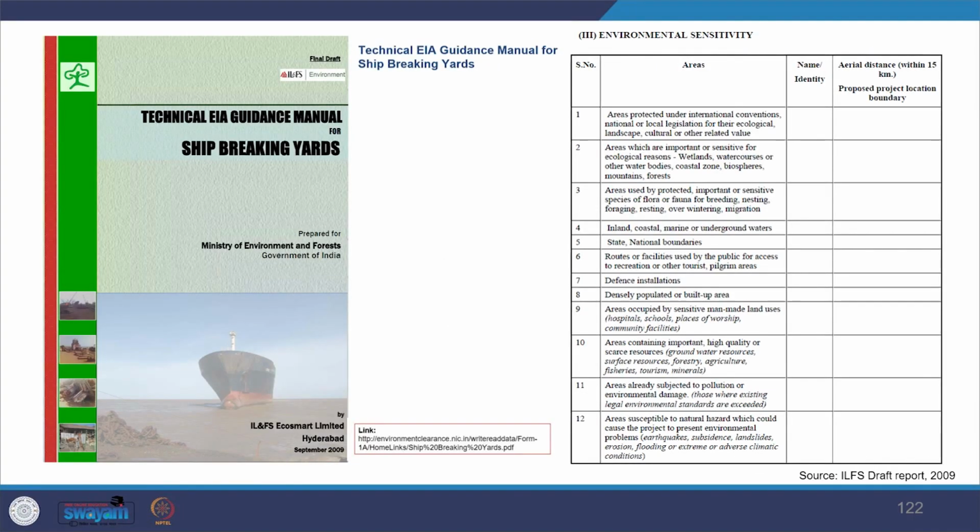Here, as per the manual, you can see how they are looking at the environmental sensitivity, again taken from the shipbreaking yard example. You would look at certain parameters given here. In the Indian scenario, you have areas protected under international conventions, so you would consider them to be more sensitive, and so on. Then areas which are important or sensitive, areas used by protected, important or sensitive species, inland, coastal, marine or underground water, and what all things have to be taken care of. So this sensitivity is also given. And then you would also use current and historic data to understand this.